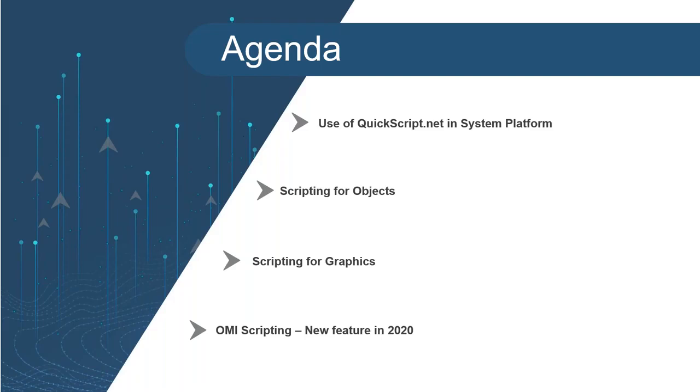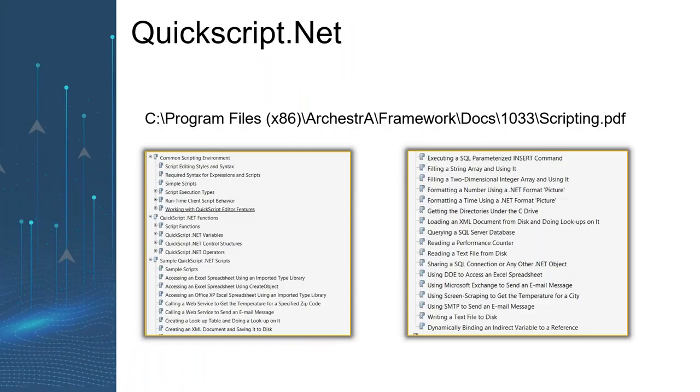So what is the language we are using in System Platform? It's QuickScript. QuickScript is actually a language made by Wonderware when they started, and because System Platform is a .NET application, they made QuickScript.NET, and it's a very simple language. You only need to understand the concepts of algorithms. Any experience in C, C++, C#, or Java can help you to understand QuickScript.NET.